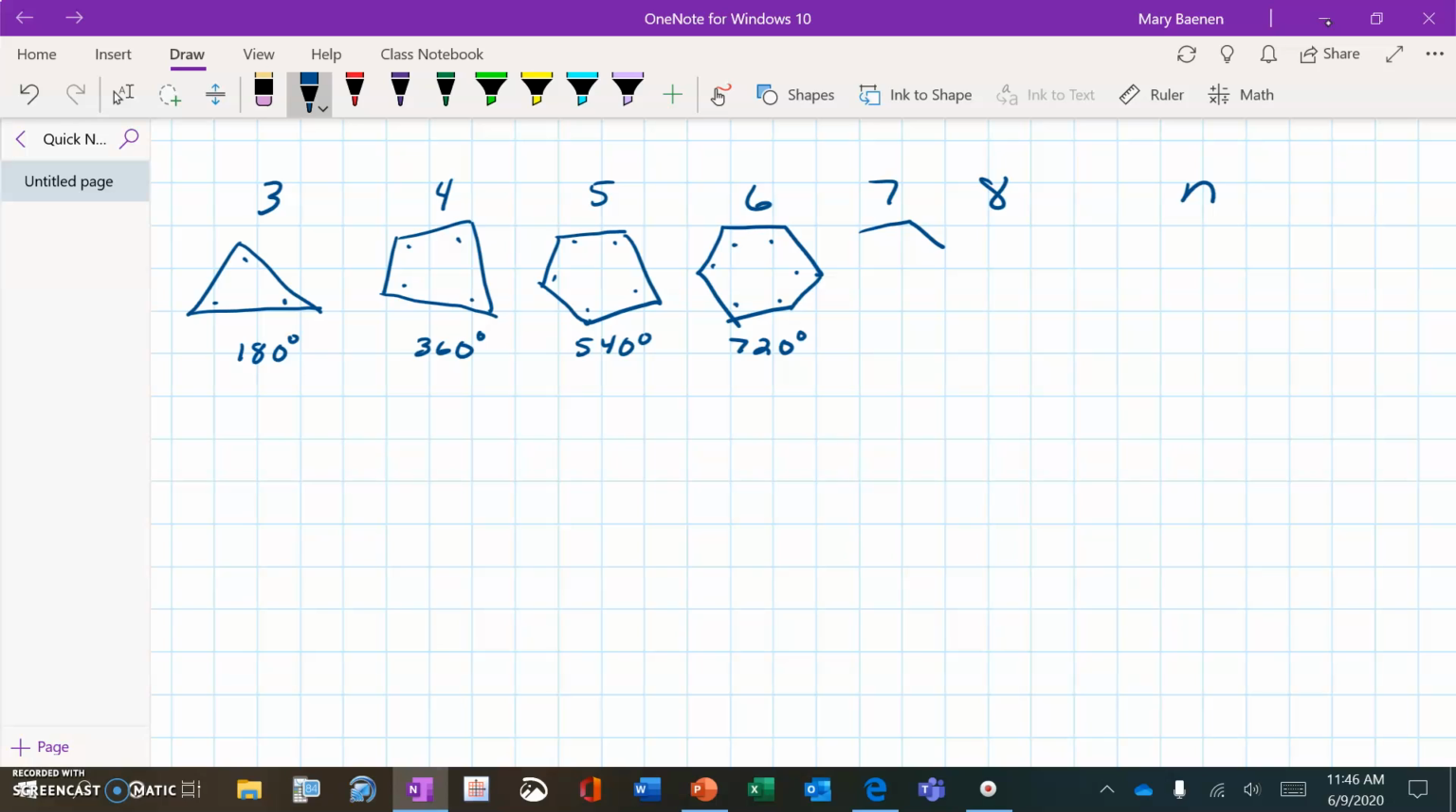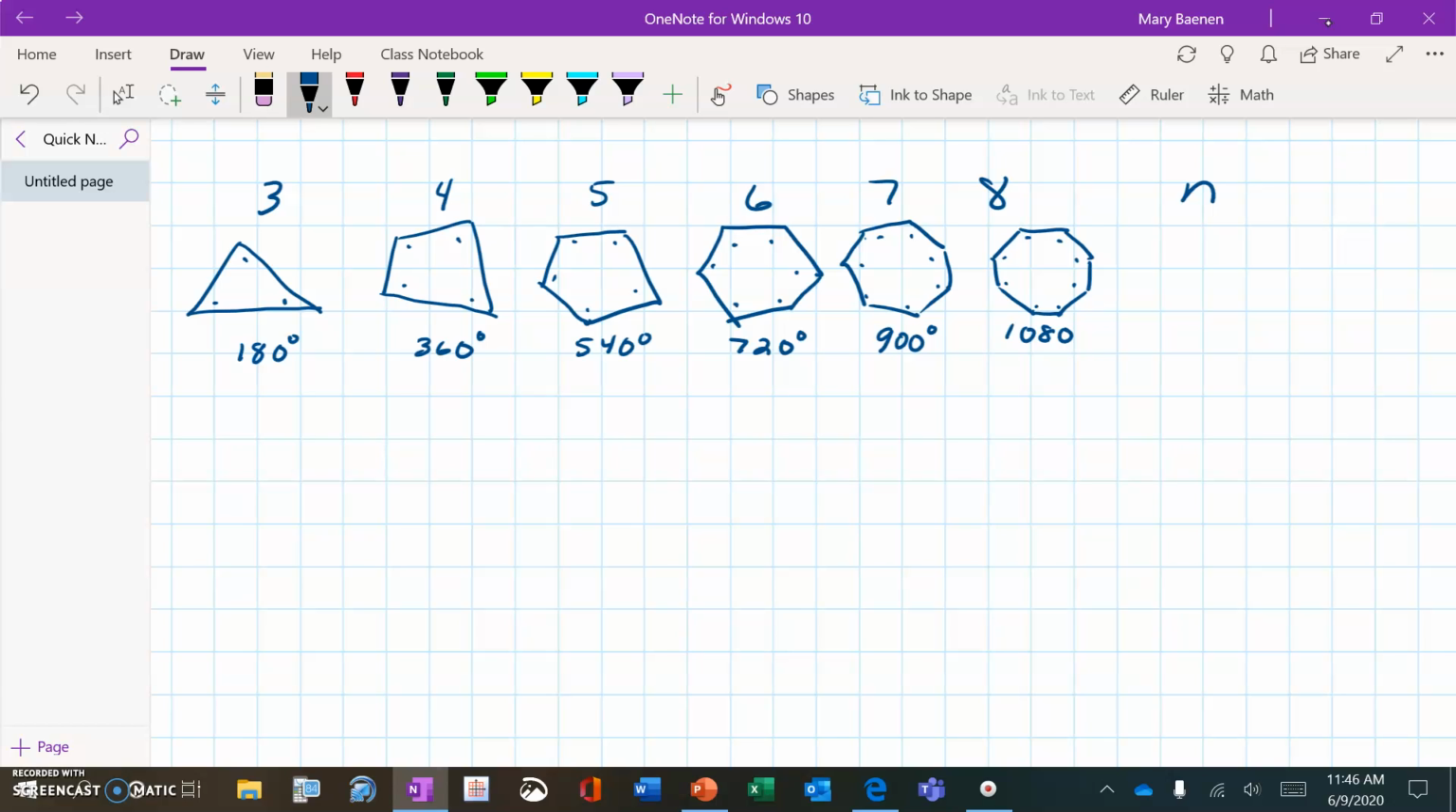7-sided, 1, 2, 3, 4, 5, 6, 7. So there are 7 angles in there. When you add those up, you will discover that there's 900 degrees. And an 8-sided figure, 1, 2, 3, 4, 5, 6, 7, 8. When I add up the 8 angles in there, they turn out to be 1080.